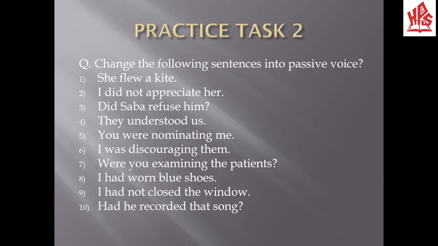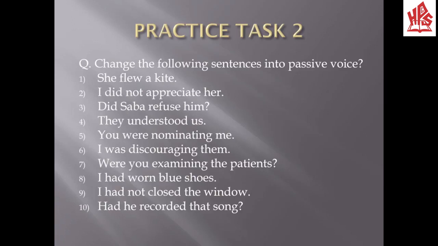First of all, our object will come as the subject, a kite. If it is the second form in the active voice, don't forget to add was, were with the third form in your passive voice. A kite was; flew has been changed into the third form, flown. Then add "by" and write your object, when it was a subject in your active sentence, she as her. So your complete passive voice is: a kite was flown by her.